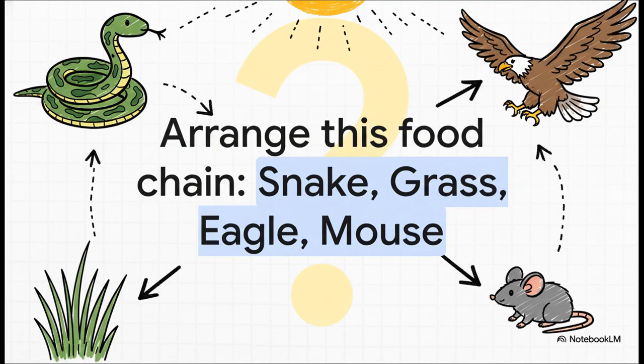Okay, time for our final challenge. I've got 4 things for you here: a snake, grass, an eagle, and a mouse. Your mission, should you choose to accept it, is to put them into a logical food chain. Just think about the flow of energy. Who eats whom? All right, you ready?